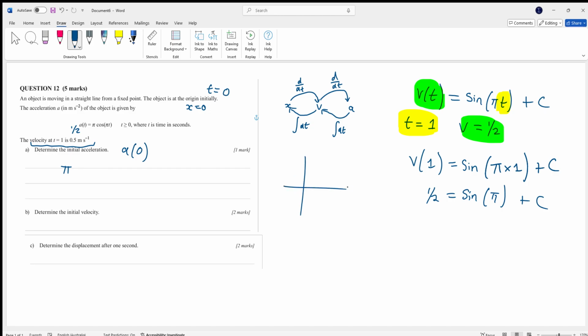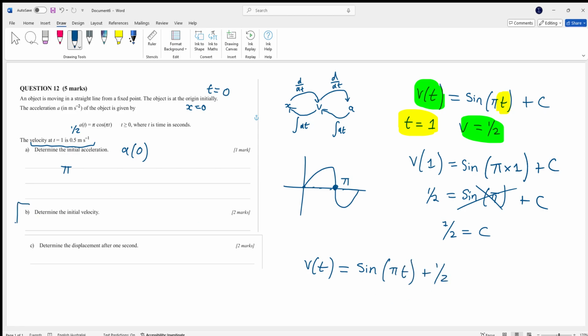Now, on the sine curve, you can do this without a calculator. That is when pi is there. So when sine of pi is going to be 0. So that term turns to 0. So a half is your c value, which means your velocity function of time is this guy here, sine of pi t plus a half.